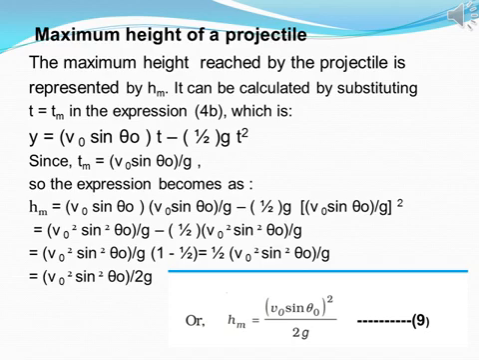Then, how can we derive the maximum height reached by the projectile? Let us discuss this. The maximum height reached by the projectile is represented by hm. It can be calculated by substituting t is equal to tm in the expression 4b, which is y is equal to v0 sin theta 0 t minus 1 by 2 g t square.